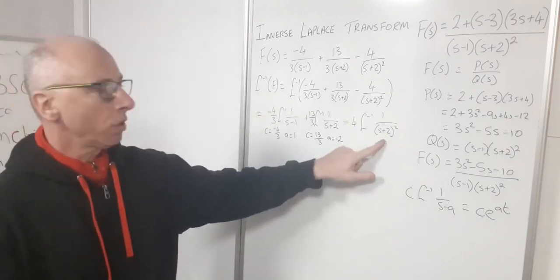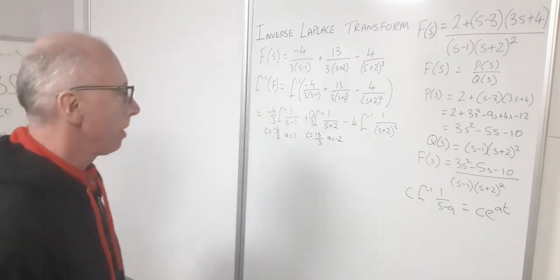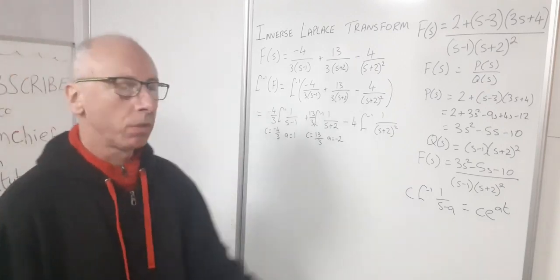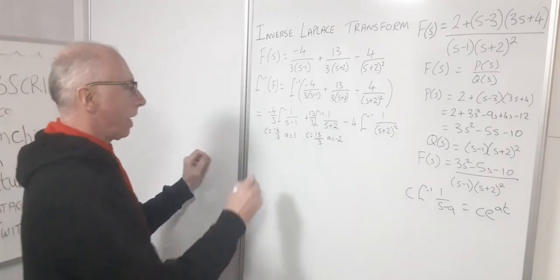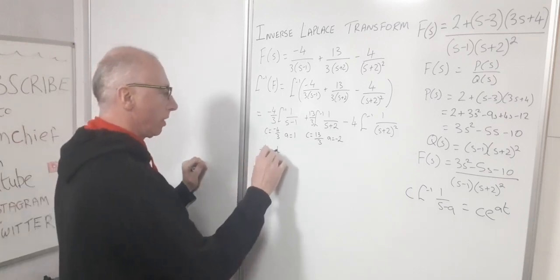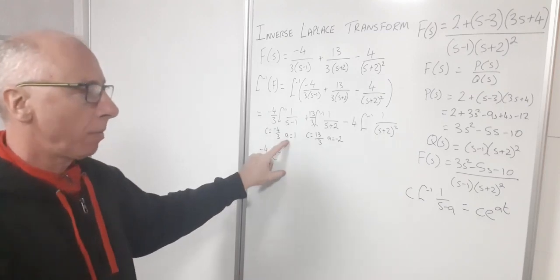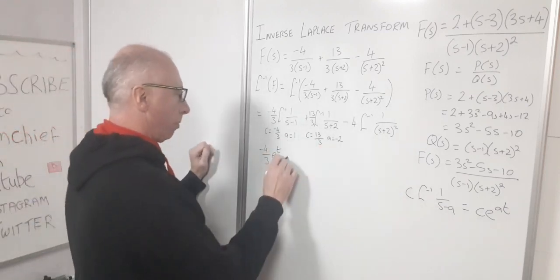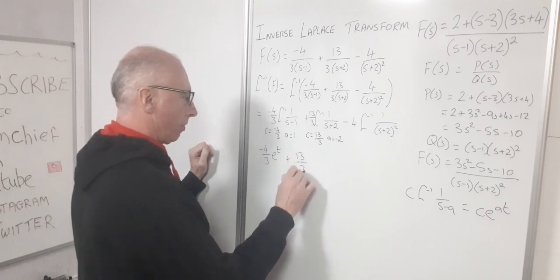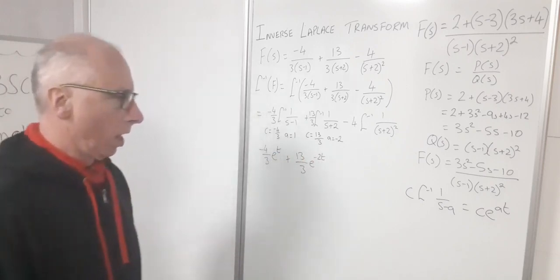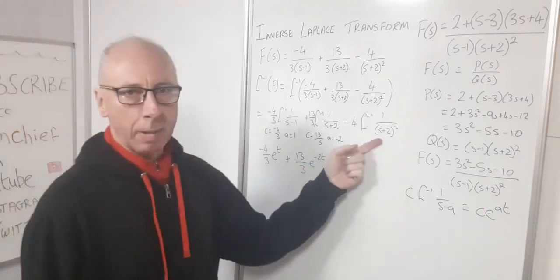This one is a different story. We're going to come to that one in a moment. Okay, so let's put our result using our general result here. So now we've got -4 over 3 e to the t. That takes care of that one. Now this one, plugging into here, we've got plus 13 over 3 e to the minus 2t. Okay, now what about this one?